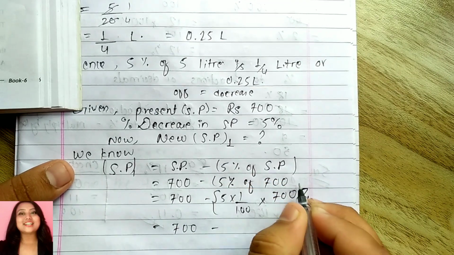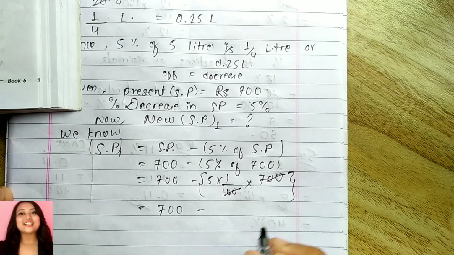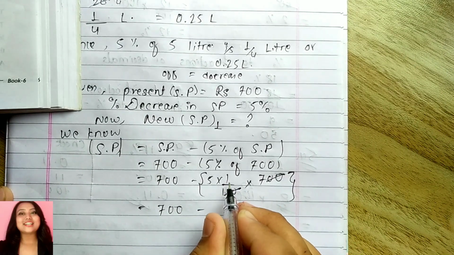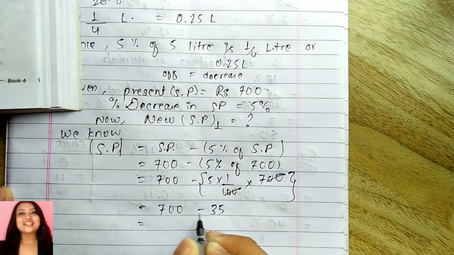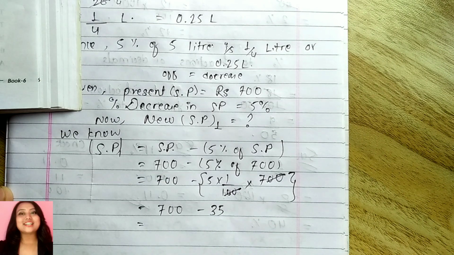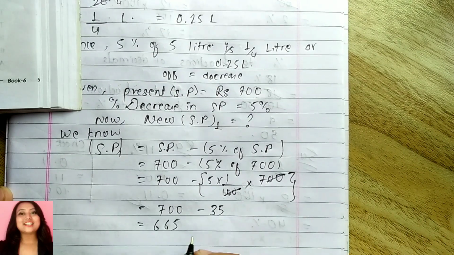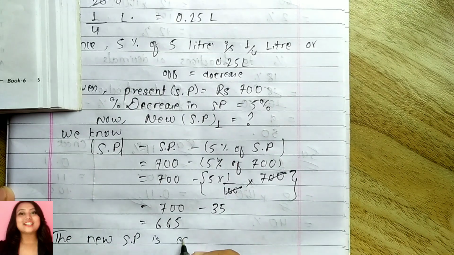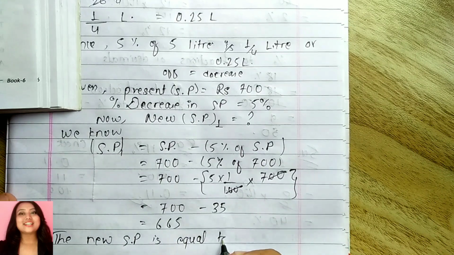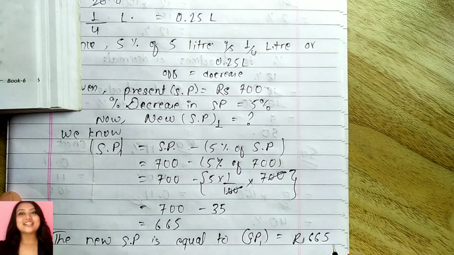So 700 minus this, first of all we will be solving it. If you don't know, then we can put it in a bracket. This 00 and this 00 will be cut down. 7 5s are 35 into 1 equals 35 only. So 700 minus 35 is equals to, yes, now calculate. Okay, so this is the answer. The new SP, SP1 equals rupees 665. Like this you have to write.